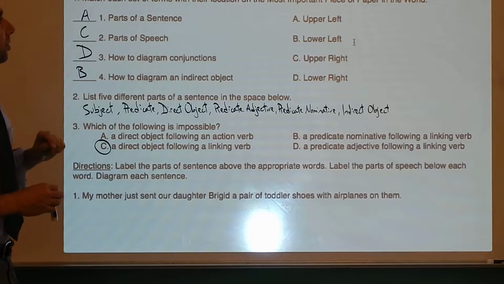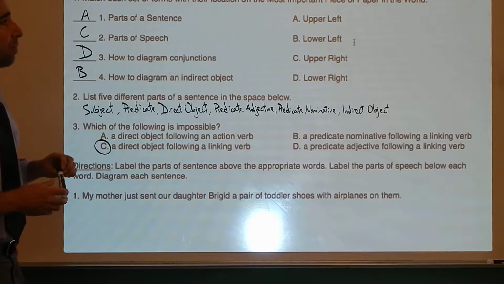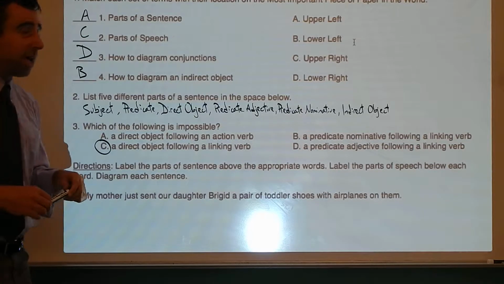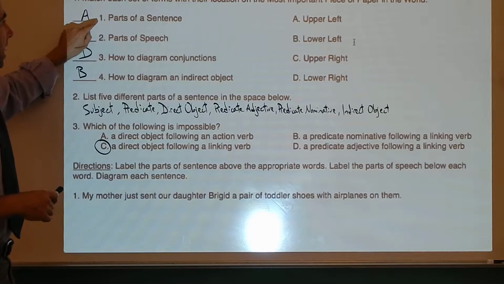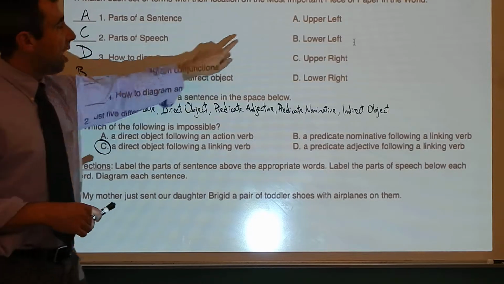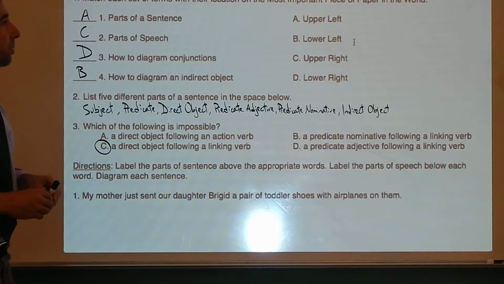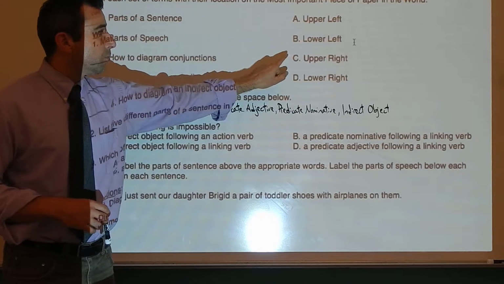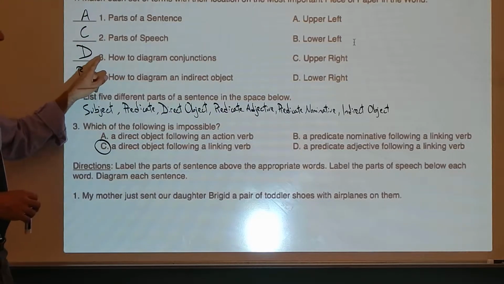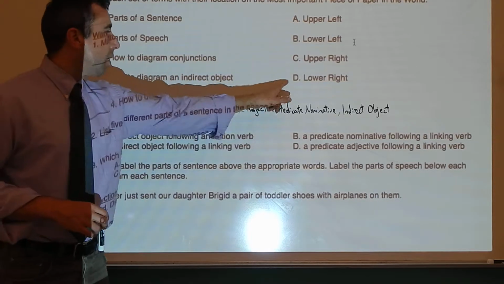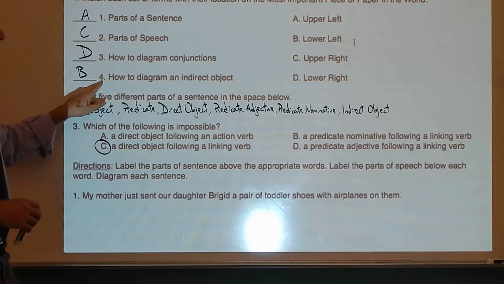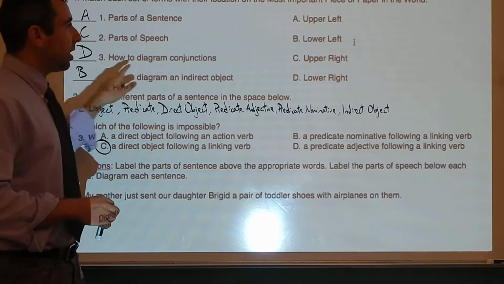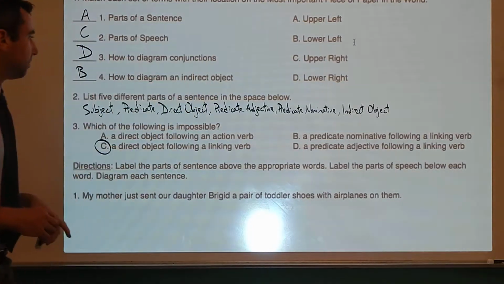Okay, match each set of terms with their location on the most important piece of paper in the world, that being your grammar and diagramming handout. Parts of a sentence is located A, in the upper left corner. Parts of speech are located C, in the upper right corner. How to diagram conjunctions is in the lower right corner. How to diagram an indirect object is with diagramming structures in the lower left corner.